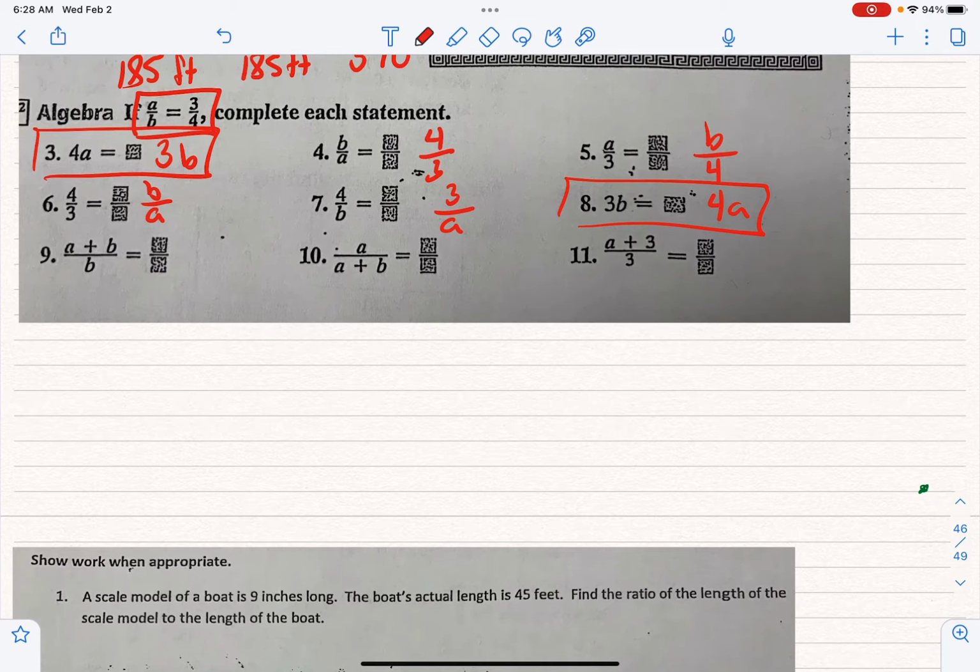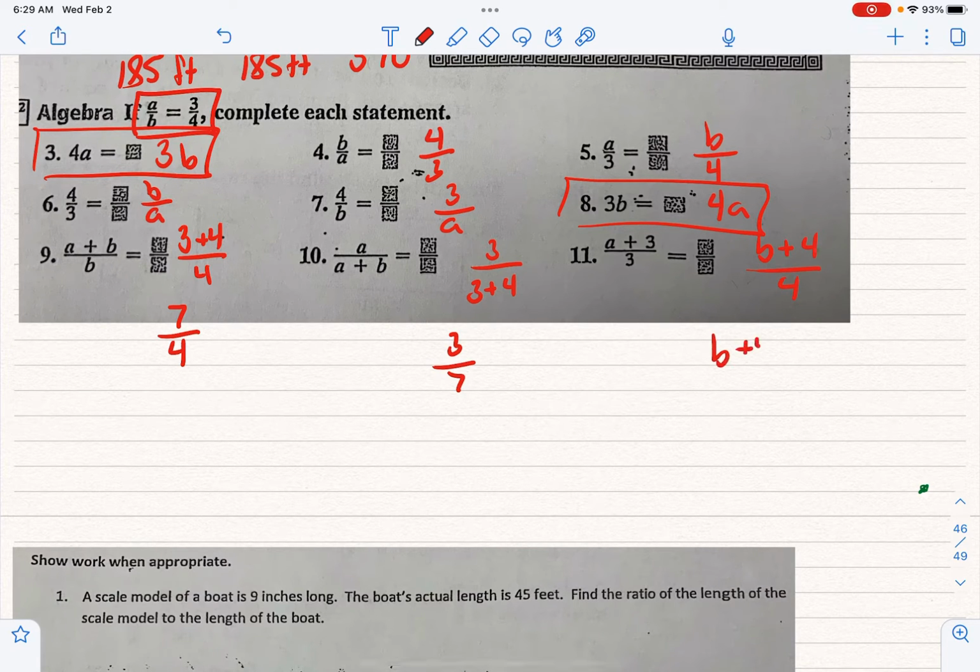Number 9, all they did was add the denominator to the top. So that means we would have 3 plus 4 over 4, which is the same thing as 7/4. On number 10, they added the numerator to the bottom, which would give us 3 over 3 plus 4, so it would give us 3/7. And number 11, they looked at it sideways and then added the denominator to the top and bottom. So that would mean this would be b plus 4 over 4. And that doesn't simplify, b plus 4 over 4, because you can't combine the b and the 4.